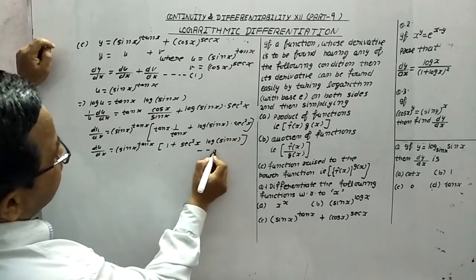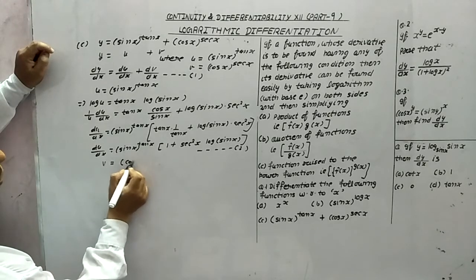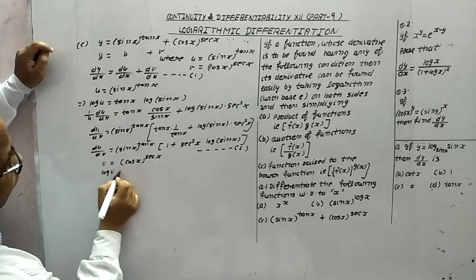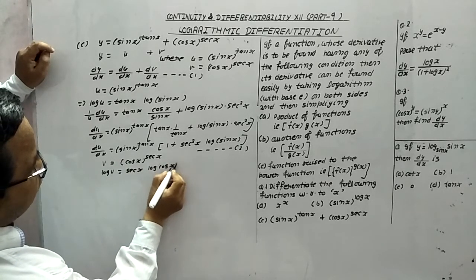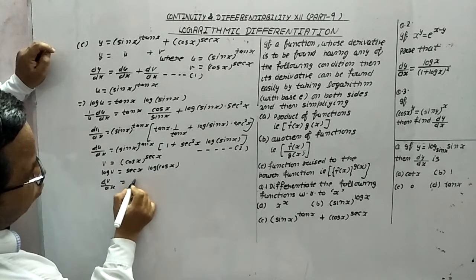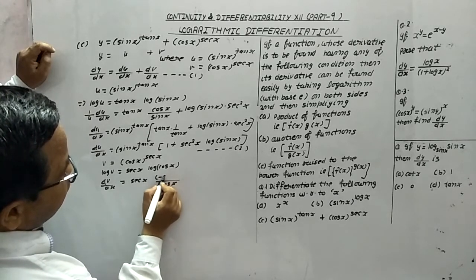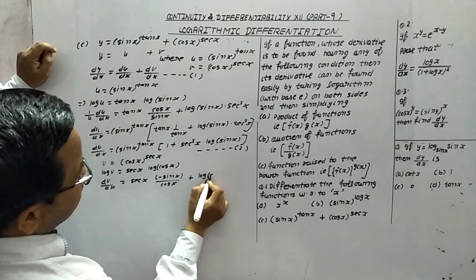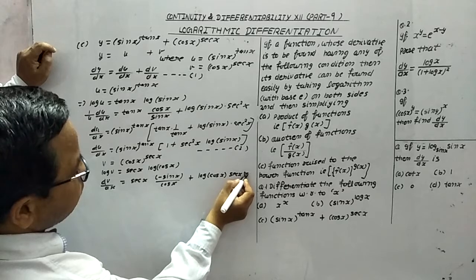It means you can consider this is equation number 2. Now we have v is equal to (cos x) raised to power sec x. Again taking log both sides, log v is equal to sec x into log cos x. Now differentiation with respect to x, it means dv over dx is equal to sec x as it is. What is the differentiation of this thing? Cos x, and this is minus sin x, plus log cos x as it is. What is the differentiation of sec x? Differentiation of sec x is sec x tan x.